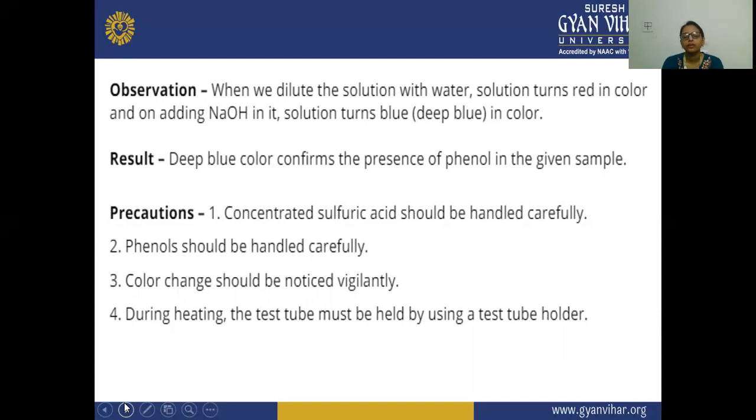So here the precautions that we should take: concentrated sulfuric acid should be handled carefully, phenol should be handled carefully, color change should be noticed gently, and during heating, the test tube must be held using a test tube holder. We must hold the test tube by a test tube holder because it is on heating. During heating, it can burn our hands, our fingers.